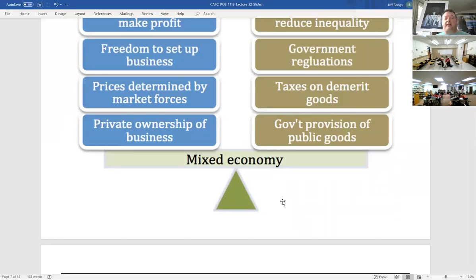Any questions on these types of economies? So you'll want to know laissez-faire and mixed economy.